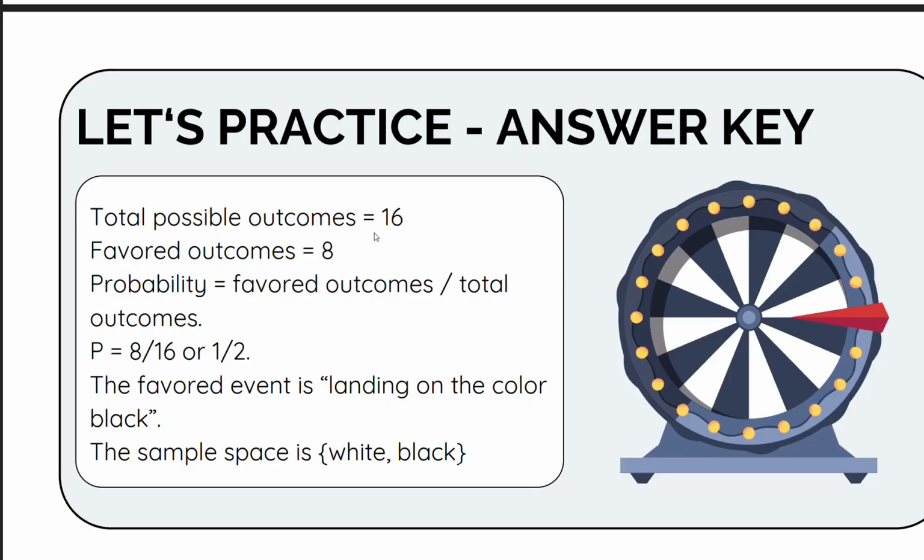Total possible outcomes 16, favored outcomes 8. Probability is equal to favored outcomes divided by total outcomes. So P is equal to 8 divided by 16, or 1 divided by 2. The favored event is landing on the color black. The sample space is white and black.